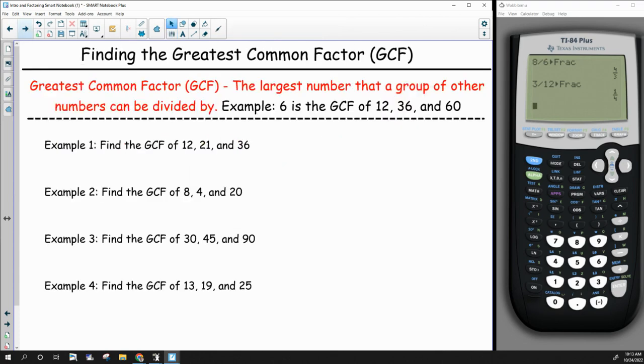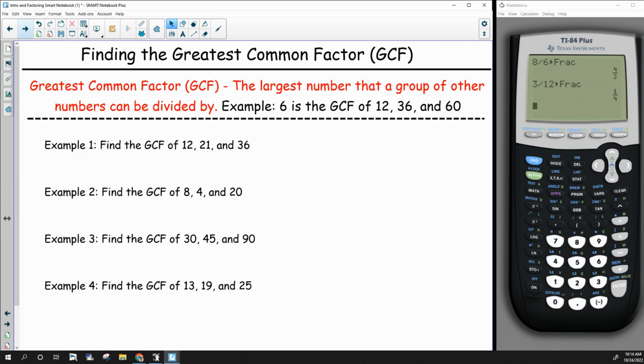Second skill we have to have in this class. We must be able to find greatest common factor. If you cannot find greatest common factors, you will not be able to be successful when we factor.